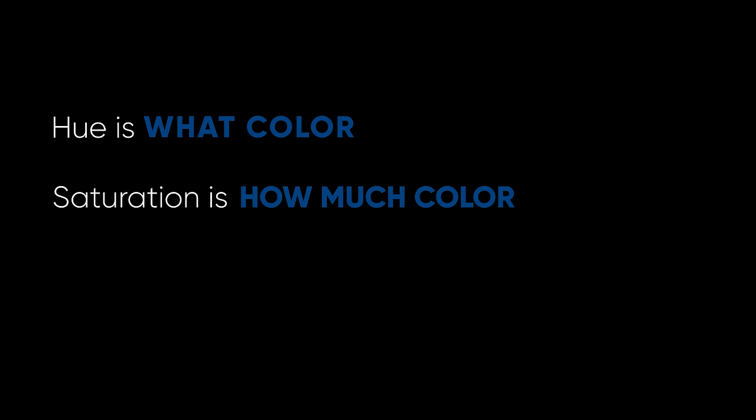Let's understand this with the help of this simple example. Focus at the color of the text. In simple language, hue is what color? Saturation is how much color? And lightness is brightness or the amount of light. Make sense? No? Let's take another example.